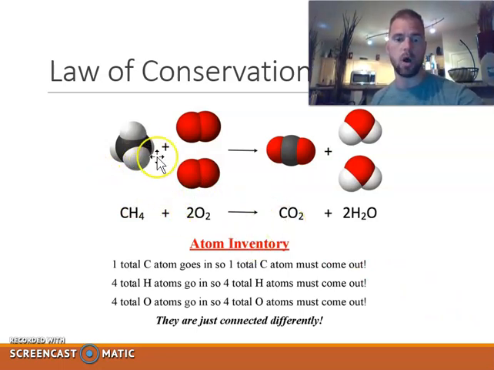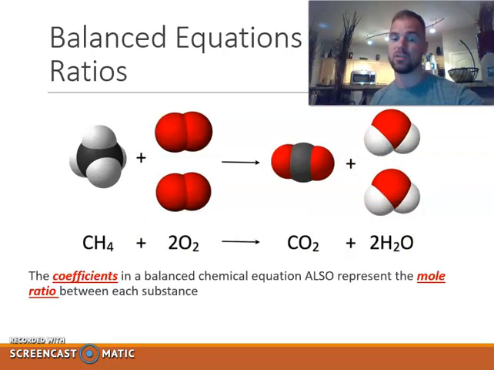So we could say 1 molecule of methane needs 2 molecules of oxygen to fully react and to produce 1 molecule of carbon dioxide and 2 molecules of water. We can also say moles instead of molecules, since moles and molecules are both units of quantity. So I could also say for every 1 mole of methane, 2 moles of oxygen are needed to create 1 mole of carbon dioxide and 2 moles of water. And this is what I was talking about earlier with the mole ratio.